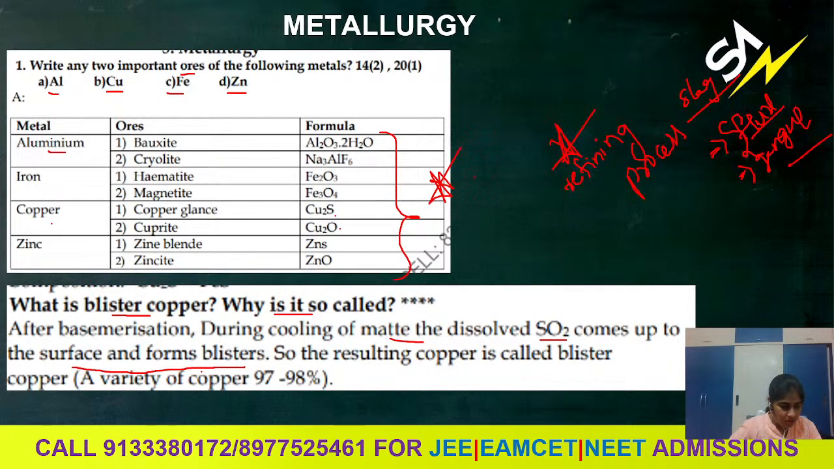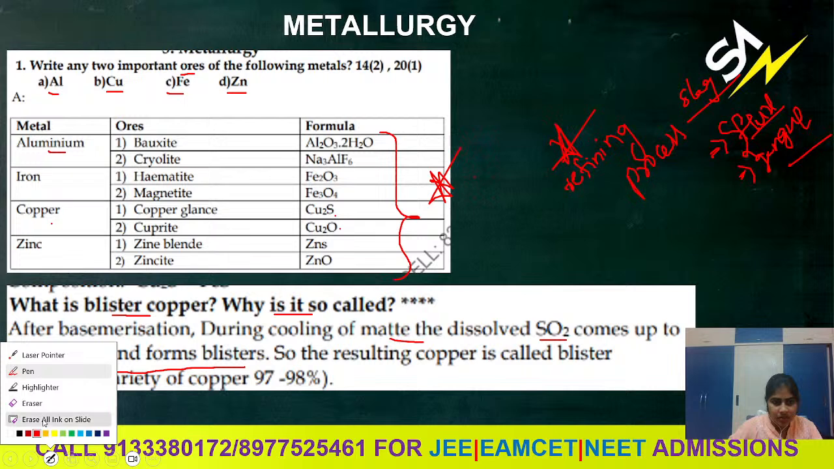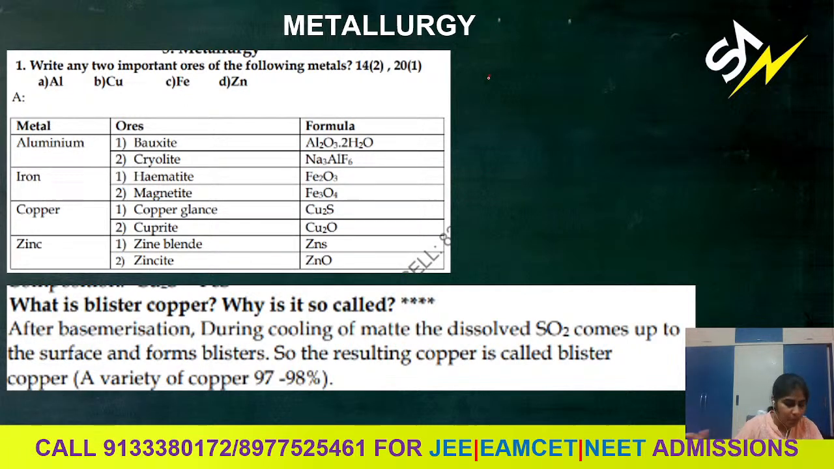We have a lot of refining processes, and we have a few compositions also in this, like the composition of brass. This consists of copper plus zinc, where copper is 60% and zinc is 40%. So remember them also, because they may be asked in very short answer questions.